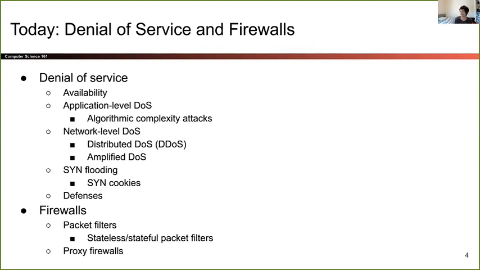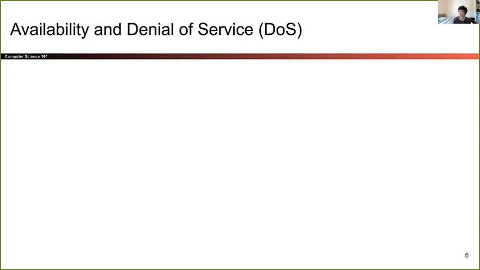Today, it's going to be a lot less technical. So if you really don't like cryptography, if you really don't like DNS, we're not going to be talking about that much. There's going to be a little bit of DNS, but it's not going to be related to anything that we've talked about so far. So yeah, getting into denial of service.